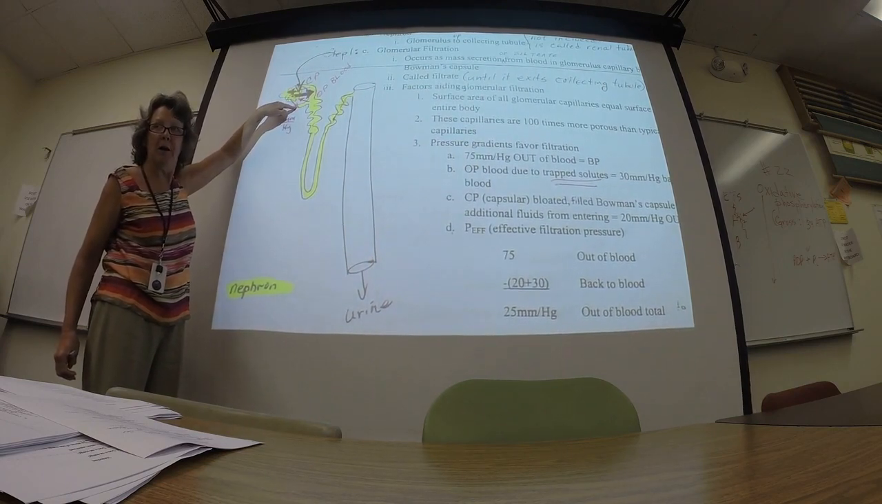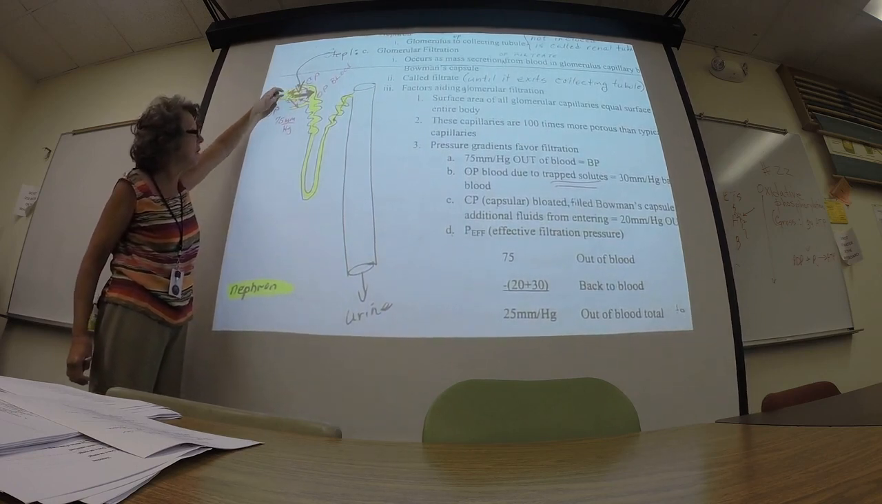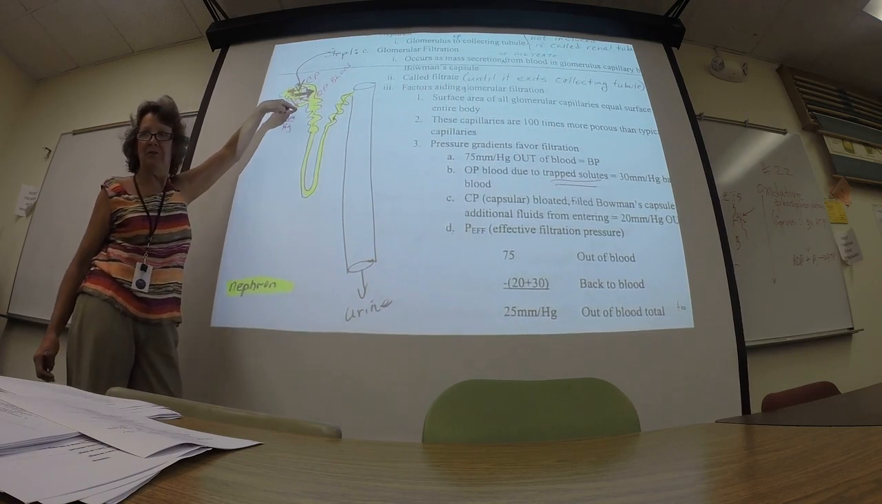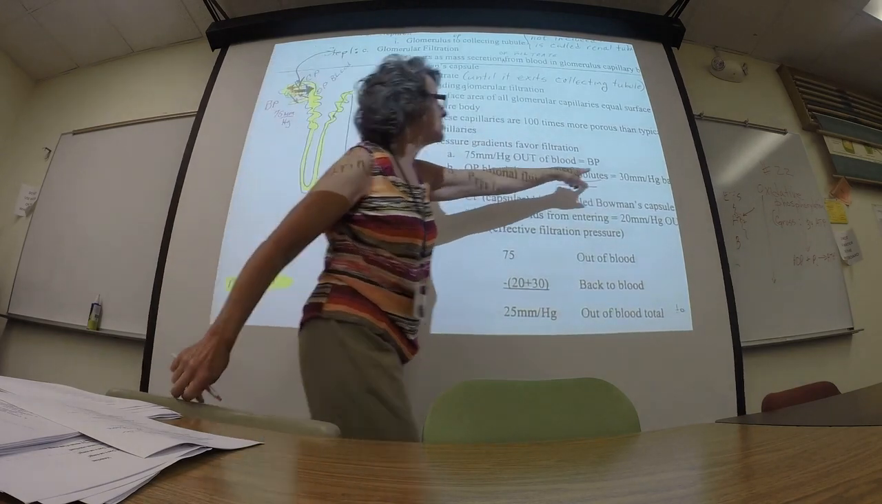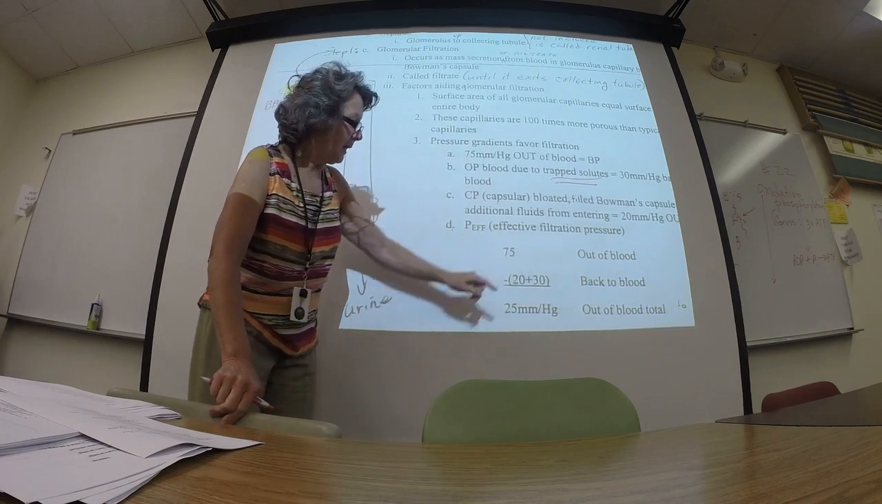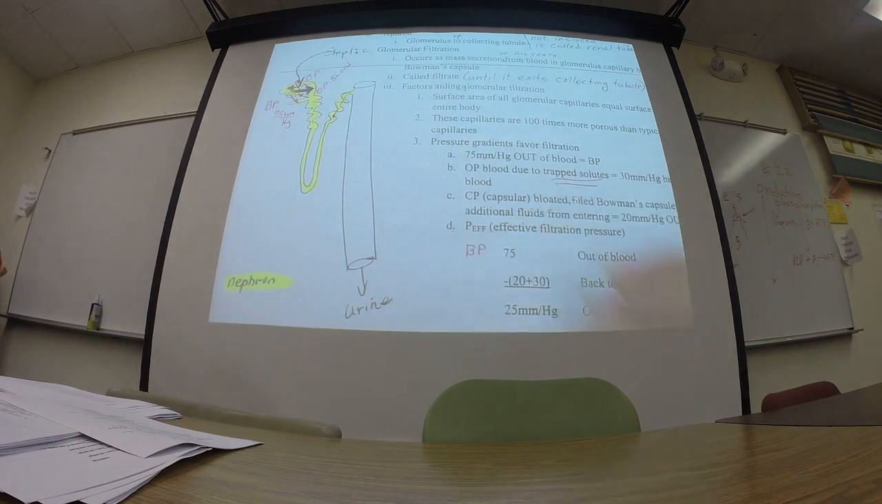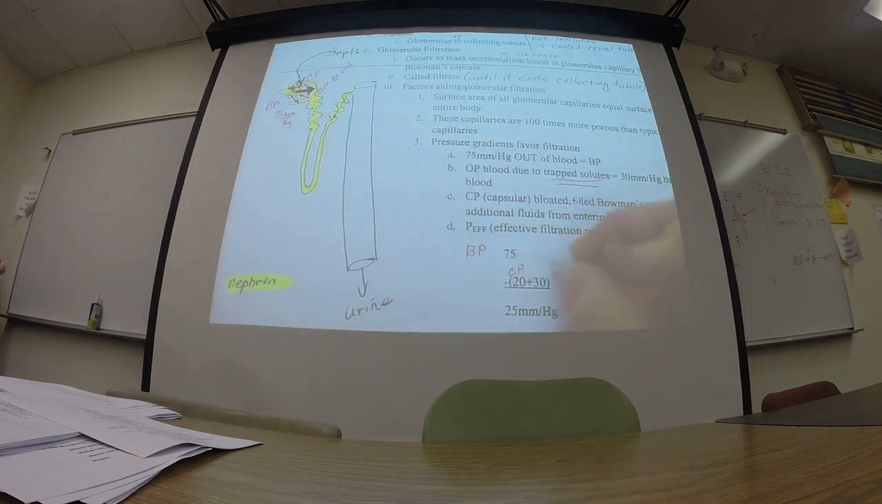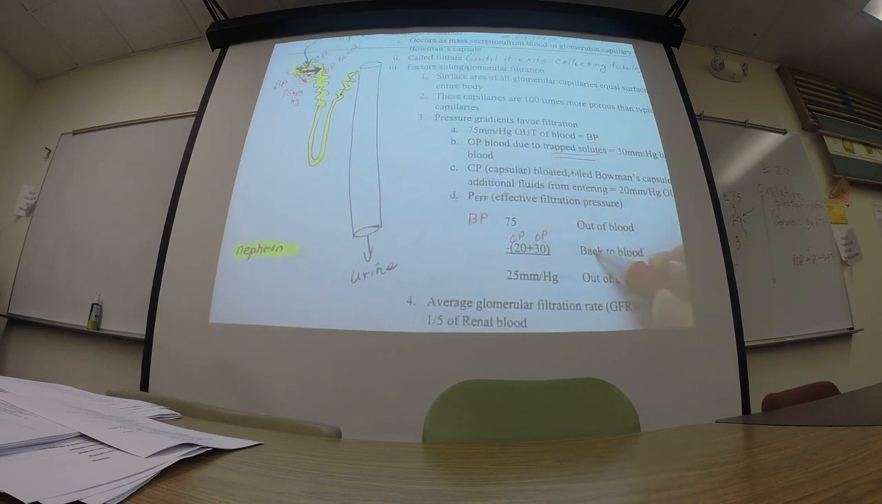So it's all a math equation to see if these two pushing back into the blood are bigger, or whether this one pushing out of the blood to fill the nephron is bigger. And so here's the numbers. Osmotic pressure was 30, capsular pressure was 20. So this is blood pressure, 75. This is capsular pressure, 20. This is osmotic pressure, 30. So these were the two that were pushing back to the blood. This is the one that was pushing out of the blood to the nephron. So it's 75 minus 50.